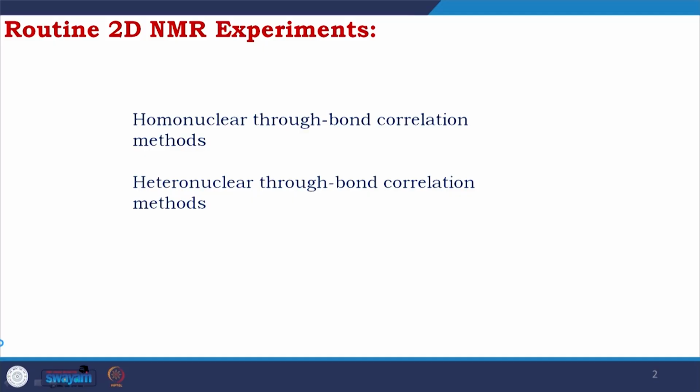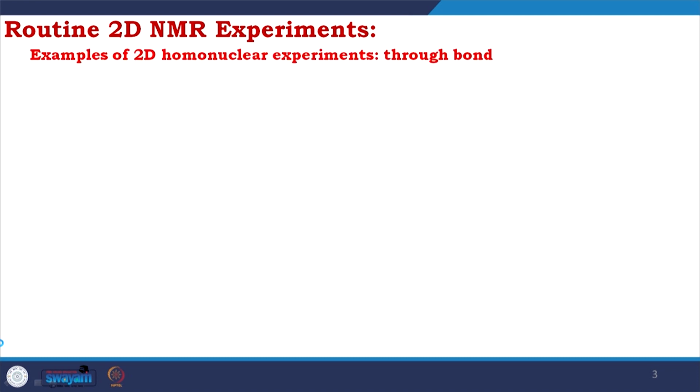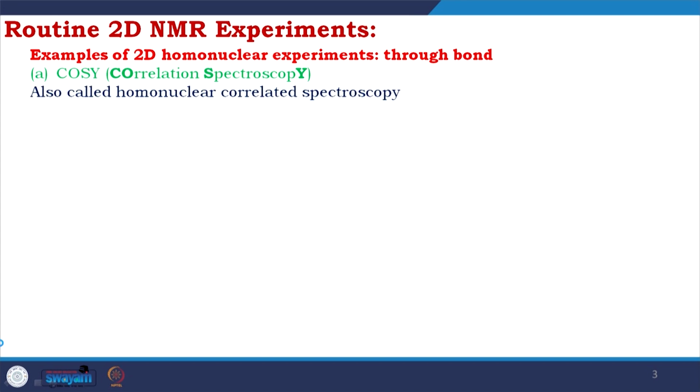We are discussing structural biology techniques, high resolution, and this is the last class of this module of NMR spectroscopy, and today we will discuss 2D and 3D NMR in detail and how those techniques are helping in solving protein structure. So, I was talking about routine 3D NMR experiments, the homonuclear through bond, heteronuclear through bond and through space correlation methods. Example of 2D homonuclear experiments through bond, COSY, the correlation spectroscopy, which is also called homonuclear correlated spectroscopy.